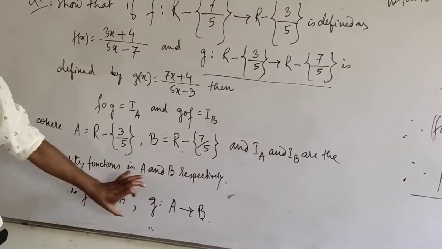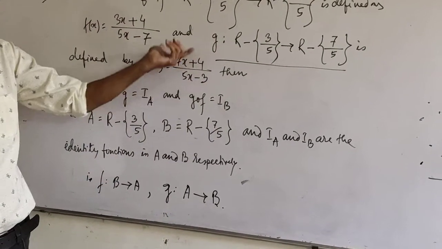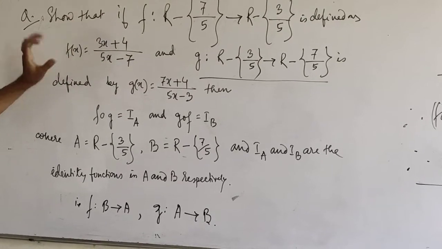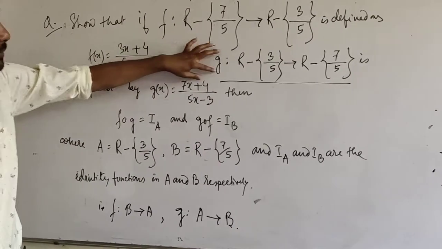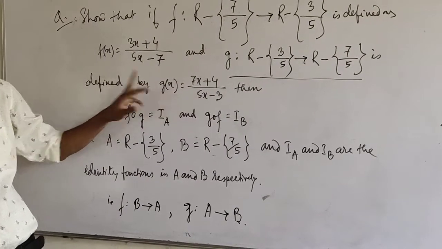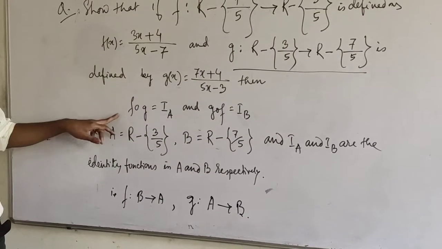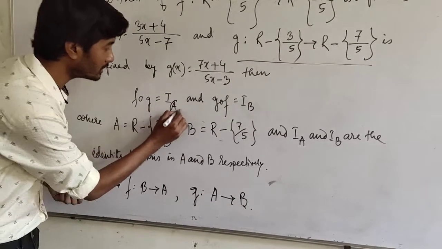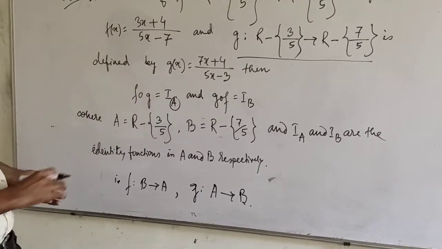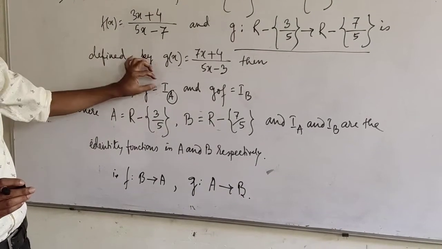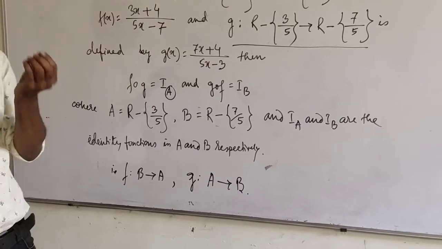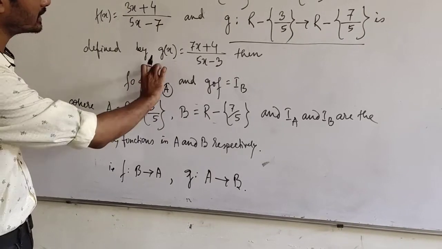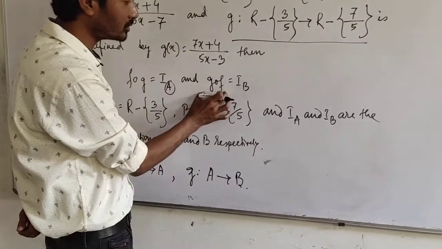These two functions are given to us. This is our definition: f(x) is (3x plus 4) by (5x minus 7), this is the definition of f(x), and g(x) is given as (7x plus 4) by (5x minus 3), and this is the definition of g(x). We have to prove that FOG, that is the identity function in the set A. We know that identity function means that if we take x in its domain, we get the image x again. FOG has to be the identity in A and GOF has to be the identity in B.